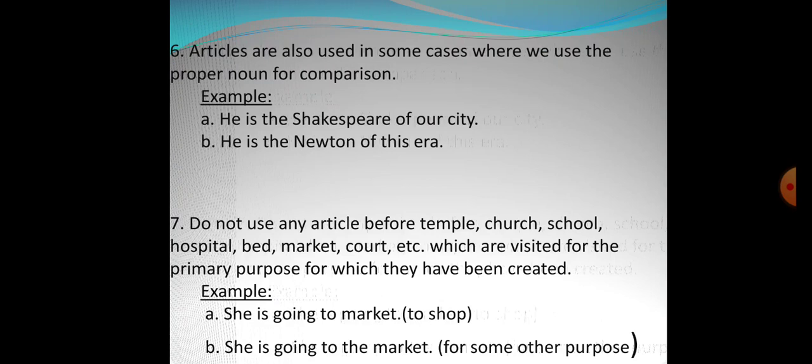We do not use the article before temple, church, school, hospital, bed, market, which are visited for the primary purpose. If we are visiting it normally, we never put an article before them. Like if I'm going to market, I'll simply say I am going to market. But if I'm going to the market to buy some vegetables, my sentence would be changed to I am going to the market to buy some vegetables.